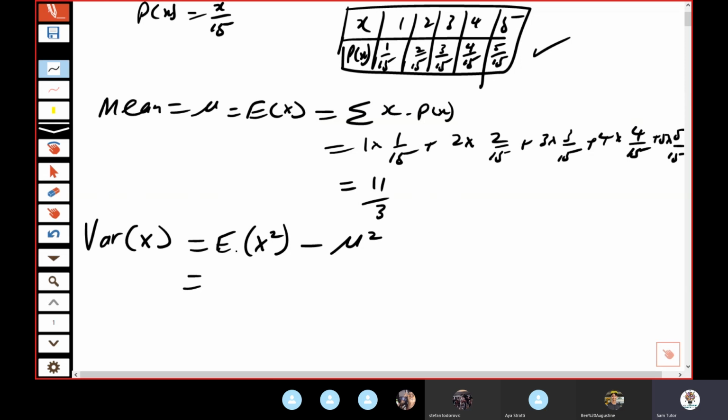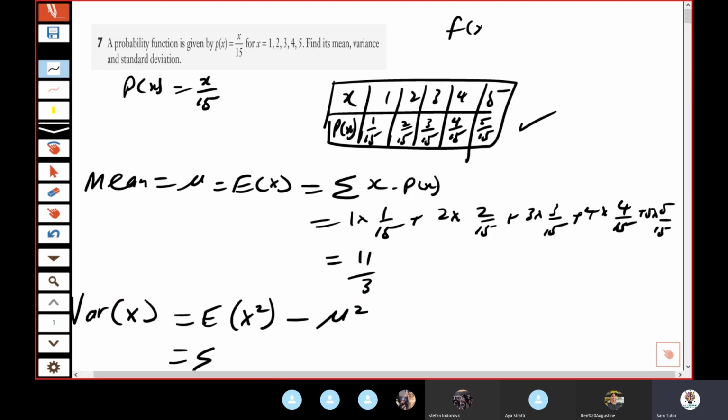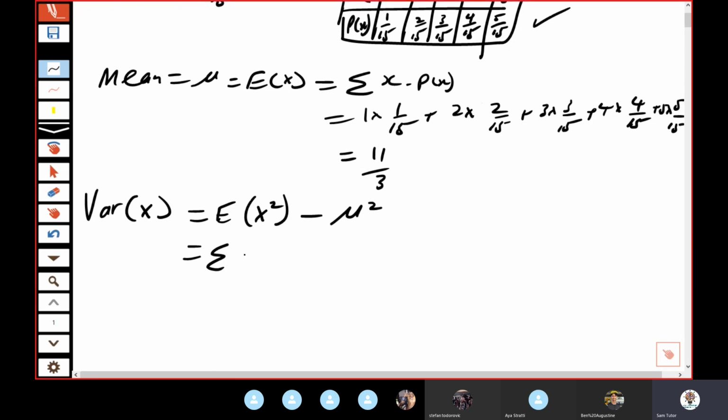Okay, so E of x squared, don't forget, if E of x was this, E of x squared means it's the sum of x squared, just like your functions, right? When I gave you something like this, let me just rewrite it. If I gave you f of x is x, and I told you what's f of x squared, you just replace x with x squared. So same thing with this guy, you replace it for x squared. So you're summing x squared, p of x, that's probability, so that shouldn't change. And then minus 11 over 3 squared.